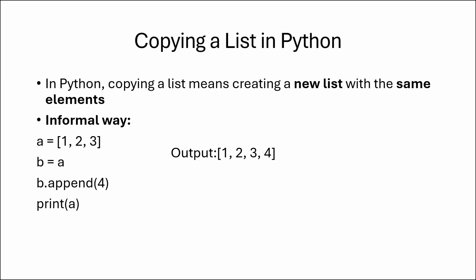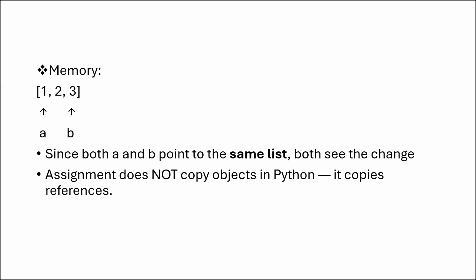References, in a sense, mean memory. b is pointing to a's memory. That is what references mean. Let me explain with an example. Here in memory, the list a has elements 1, 2, 3. When I assign b to a, both point to the same memory. So this method is considered an informal way of copying.